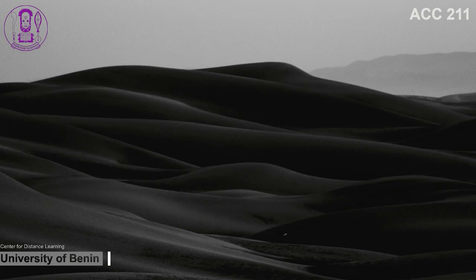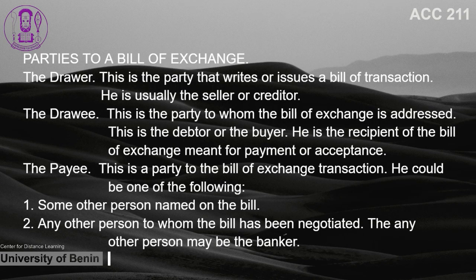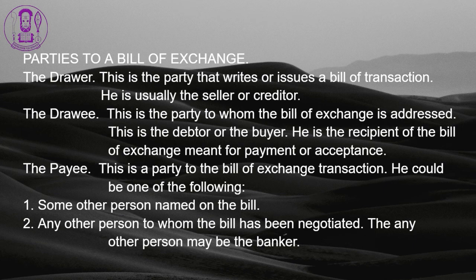Parties to a bill of exchange. The drawer. This is the party that writes or issues a bill of exchange. He is usually the seller or creditor. The drawee. This is the party to whom the bill of exchange is addressed. This is the debtor or the buyer. He is the recipient of the bill of exchange meant for payment or acceptance. The payee. This is a party to the bill of exchange transaction. He could be one of the following: 1. Some other person named on the bill. 2. Any other person to whom the bill has been negotiated. Any other person may be the banker.